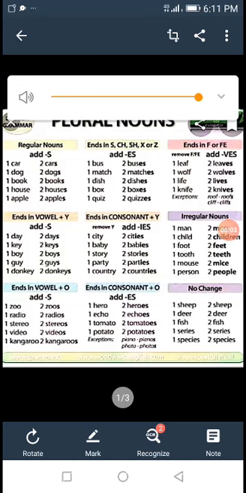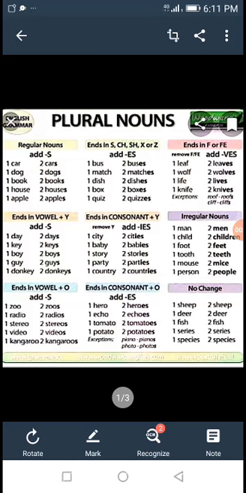Hello students, today we are going to study singular and plural nouns. As we have studied it last year, but once again we are going to revise it: how to make plural nouns with the different rules and different examples. See on your screen there is one chart, there are examples and there are also some specific rules on how to make plural nouns.